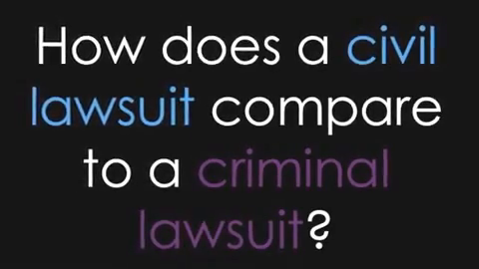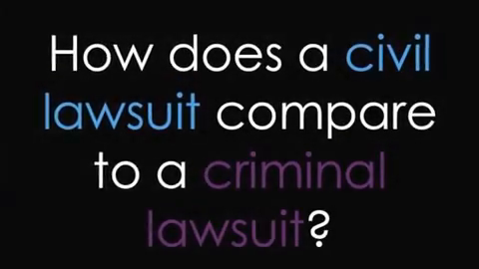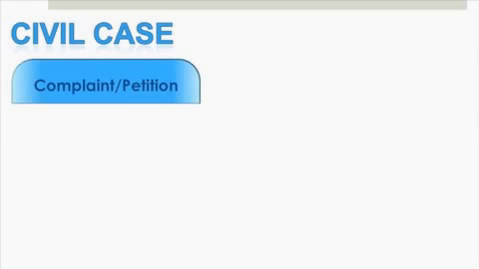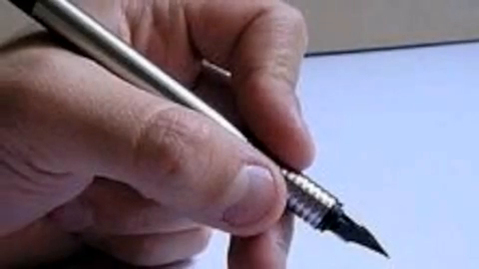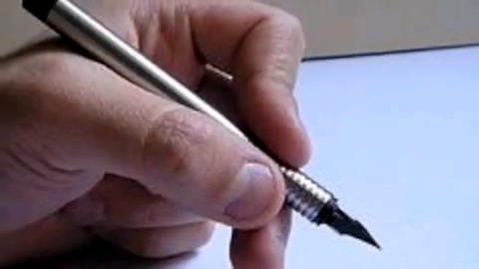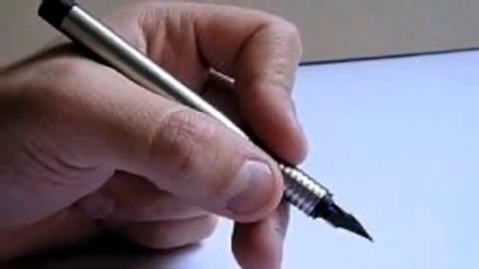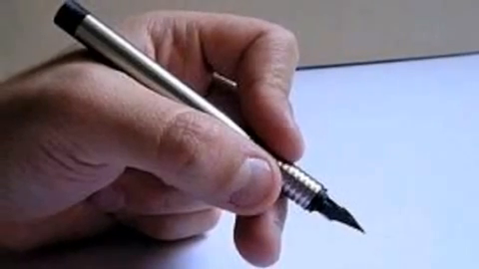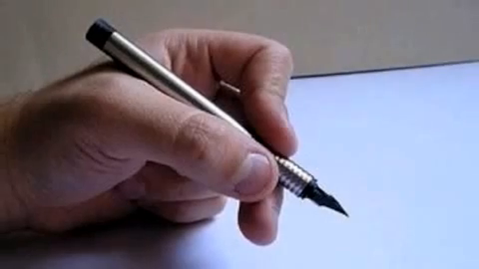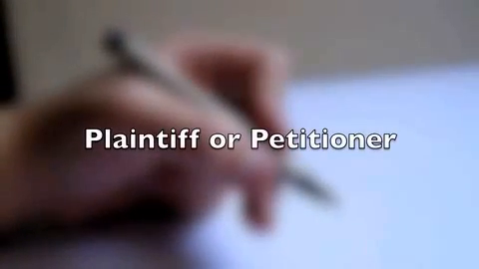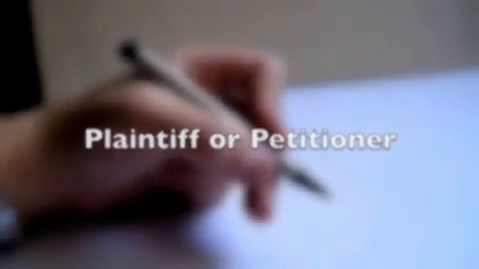How does a civil lawsuit compare to a criminal lawsuit? A civil lawsuit typically starts with a complaint or a petition, which sets out the allegations as to why relief is needed, what relief is sought, and provides a general legal theory under which relief can be granted. At this stage, allegations have not been proved and are usually a one-sided rendition. The person or organization who files a complaint or a petition becomes known as the plaintiff or petitioner.